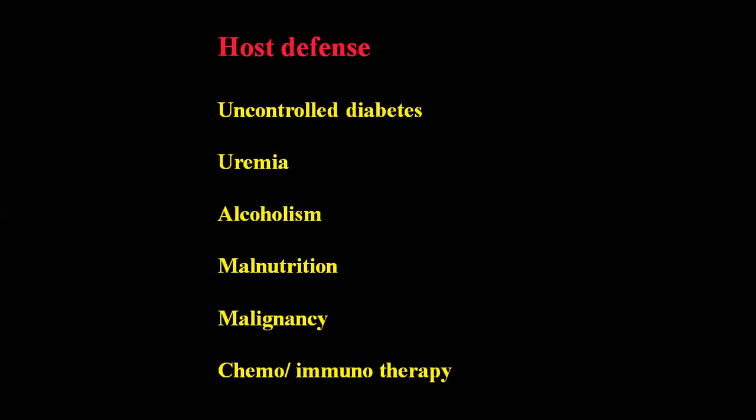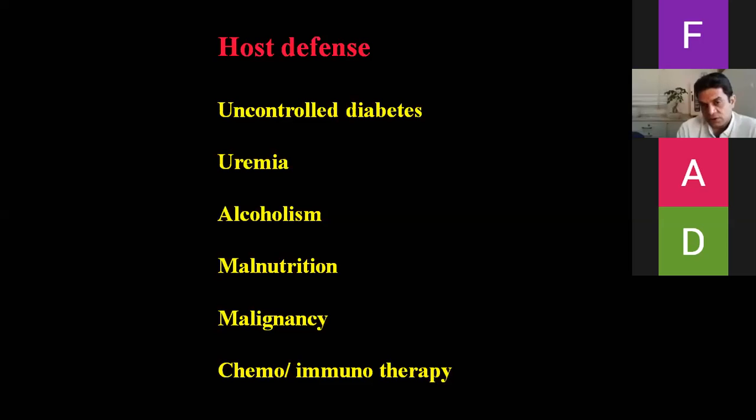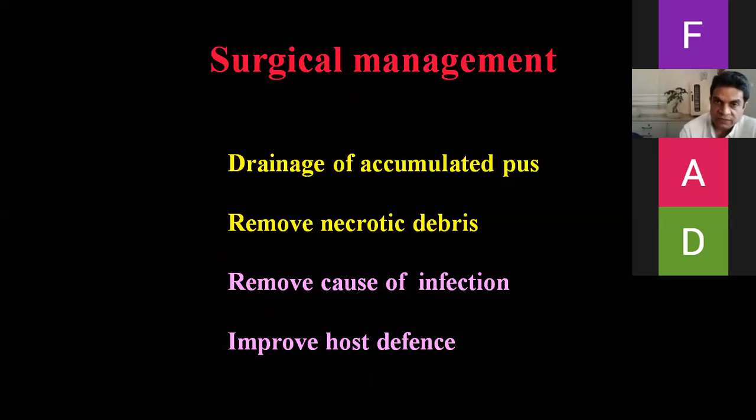The most important point in managing space infection is always to evaluate host defense. There are patients who have uncontrolled diabetes. Very commonly, alcoholic patients and malnourished patients are there. These patients have a very poor host defense. Similarly, post radiotherapy and chemotherapy patients, and patients who have renal or liver disorders, have compromised host defense. So even a small dental abscess can lead to catastrophic space infections. So you have to manage or improve the host defense in order to manage the space infection.